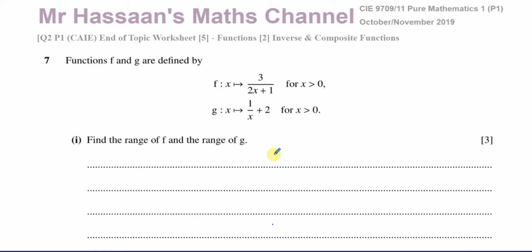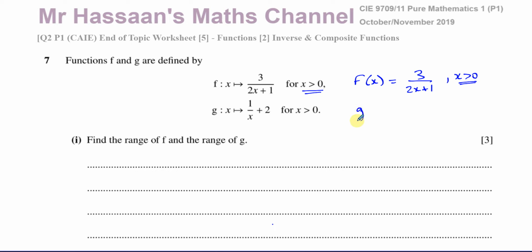So it says the functions f and g are defined by f of x is 3 over 2x plus 1. Now sometimes this is written in this form, and most often it's written like this. They mean the same thing, so don't worry. These two can be used interchangeably. This just means f is such that x maps to 3 over 2x plus 1, x is greater than 0, and this part here is very important. These parts at the end, which state the domain of the function, are really important.